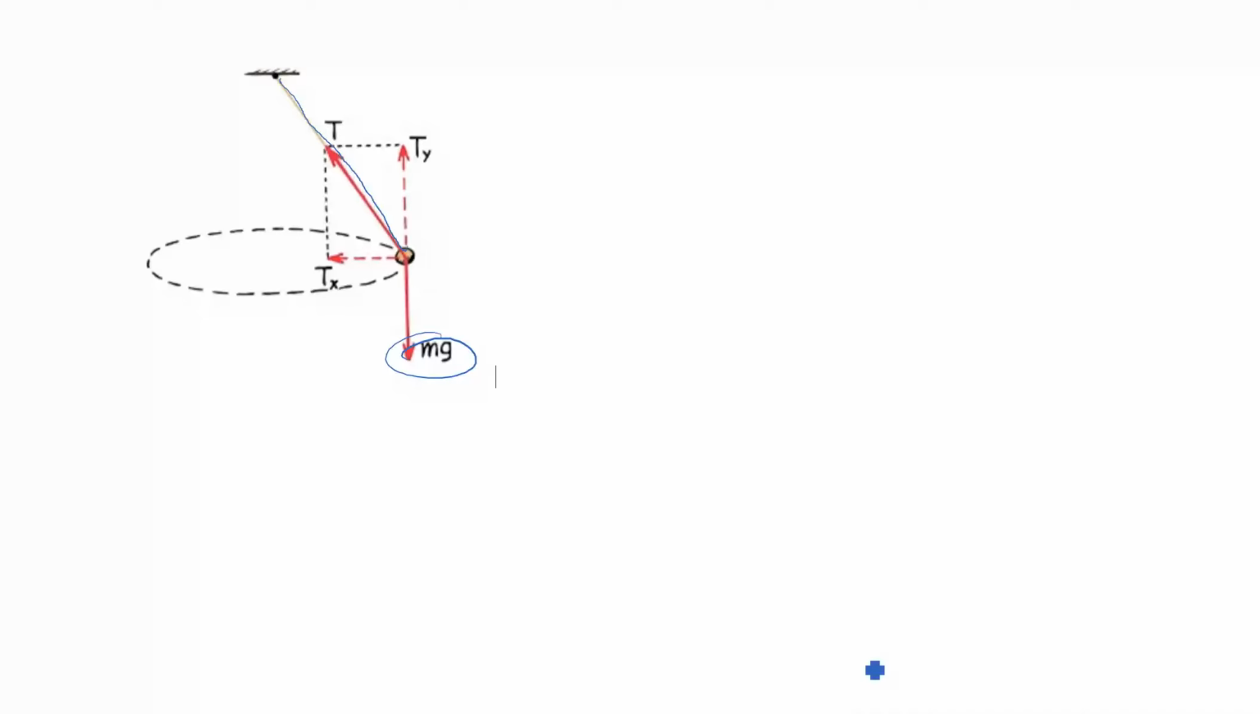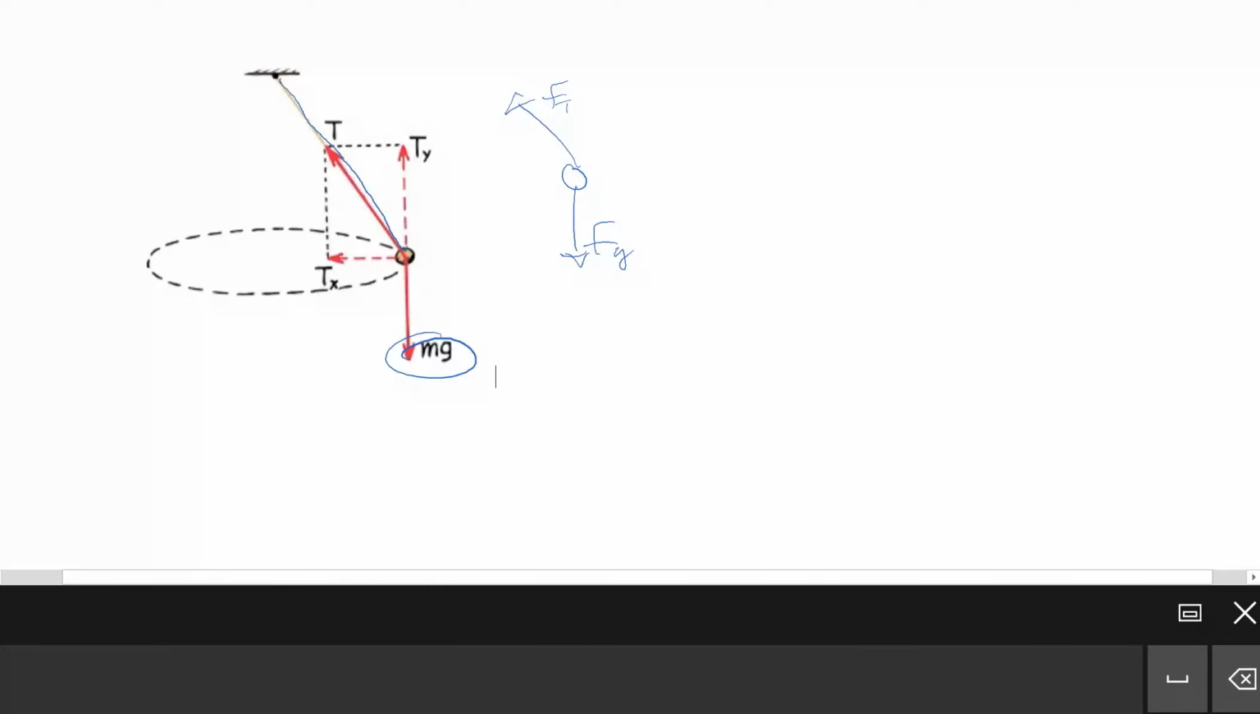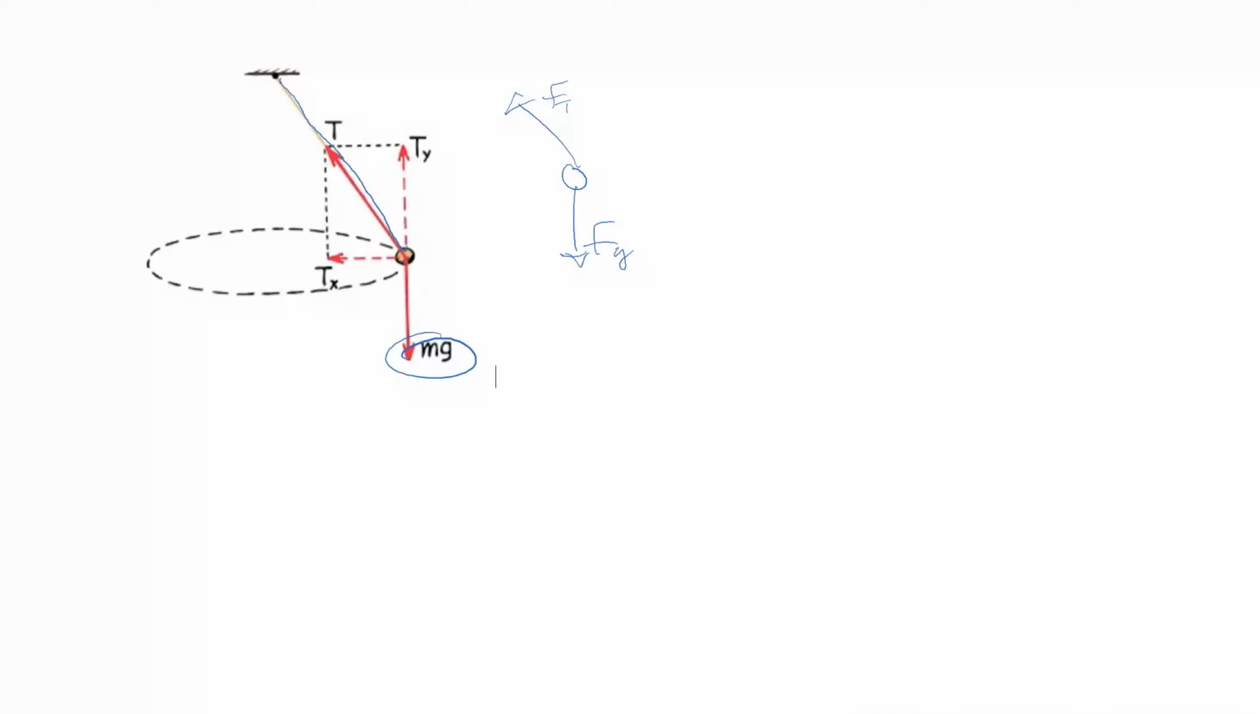As we can see here in the y-plane, we have the weight of the object that's going straight down, and a true free body diagram would only have tension drawn as our only other force. And when we break the tension into its components, we get the force of tension in the y and the force of tension in the x.